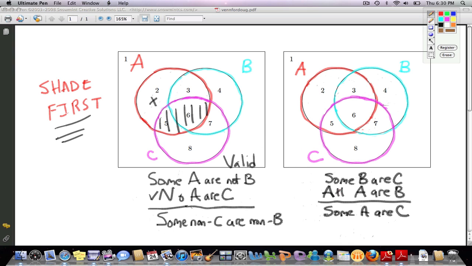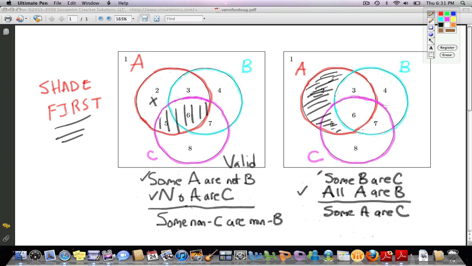Again, we want to begin with our all claim here, since that's the shading, and we want to shade first: all A are B. It says to shade out areas 2 and 5. So I'll do that first. All right, knock that off. Let's diagram the second premise there. Make sure you don't diagram the conclusion. That would make any argument valid.